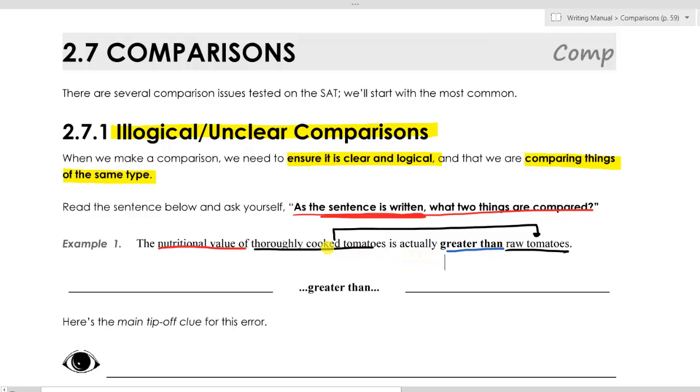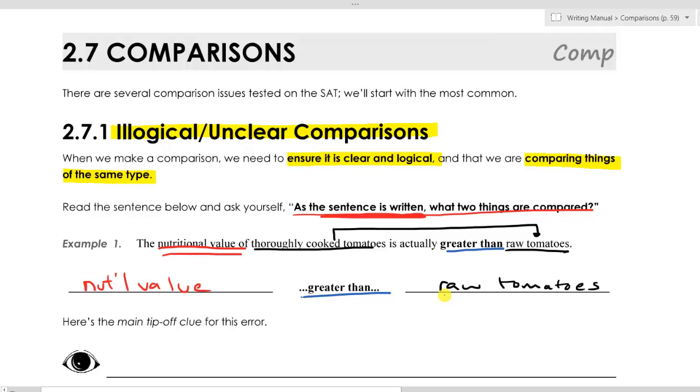What we cannot do is say the nutritional value of this first type of tomato is greater than this type of tomato. What we are saying literally in this sentence is that the nutritional value is greater than raw tomatoes. We cannot compare nutritional value to raw tomatoes. So literally the two things being compared here are the nutritional value of one type of tomato and the other type of tomatoes. You cannot compare these two things. They are not fairly compared.